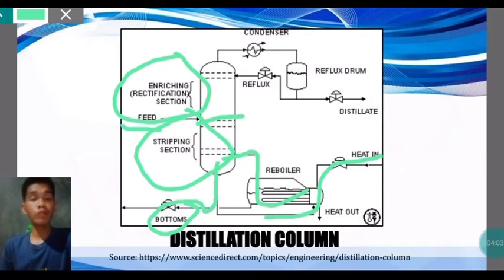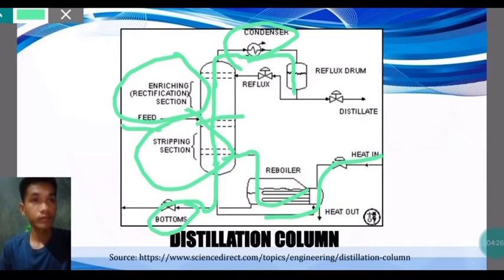The vapor moves up the column. As it exits the top of the unit, it is cooled by a condenser. The vapor here will be cooled by the condenser. The condensed liquid is stored in a holding vessel known as a reflux drum. Some condensed liquid that is removed from the system is known as the product or distillate. Here is the final product, the distillate.